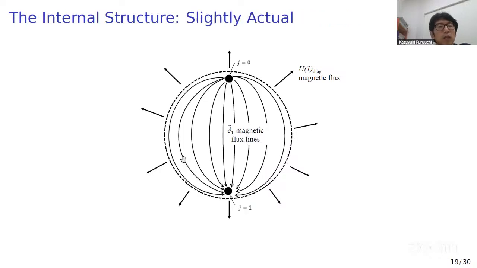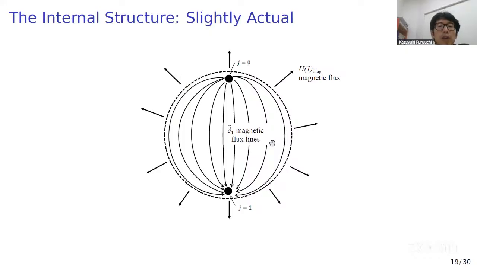So this is a more actual picture. You can estimate the width of the magnetic flux, and actually it's compatible with the composite magnetic monopole size. So the flux actually diverts inside the composite magnetic monopole. Yeah, so this is the main result.